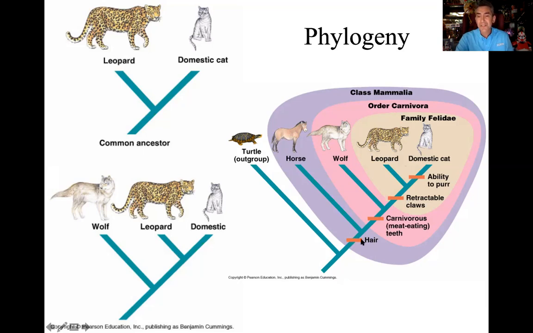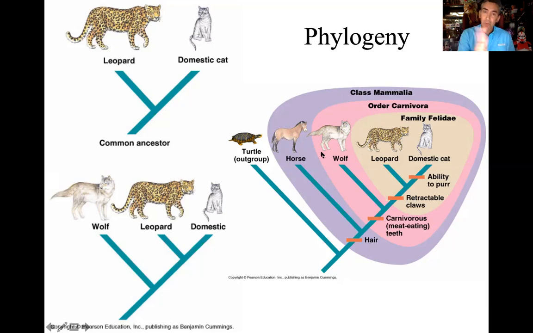So whatever we put here, in this case we put hair, everything on the tree beyond that must have that feature. So if I put hair, the group to the left must not have hair. Everything to the right must have hair. Everything beyond that branch must have hair. So hair, okay, that's correct. Turtles don't have hair, and horses, wolves, leopards, domestic cats have hair. So class Mammalia. All right, so horse, wolf, leopard, cat.